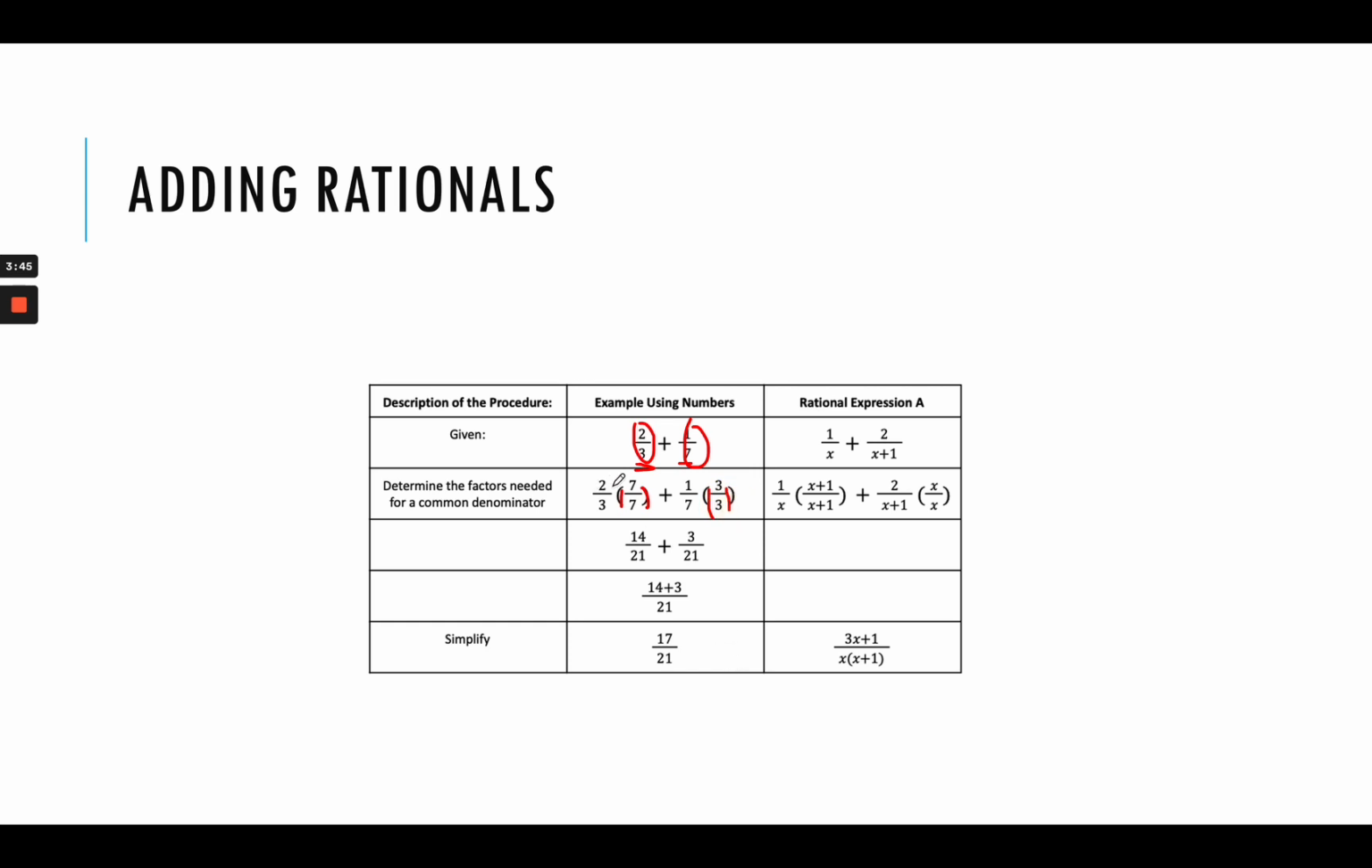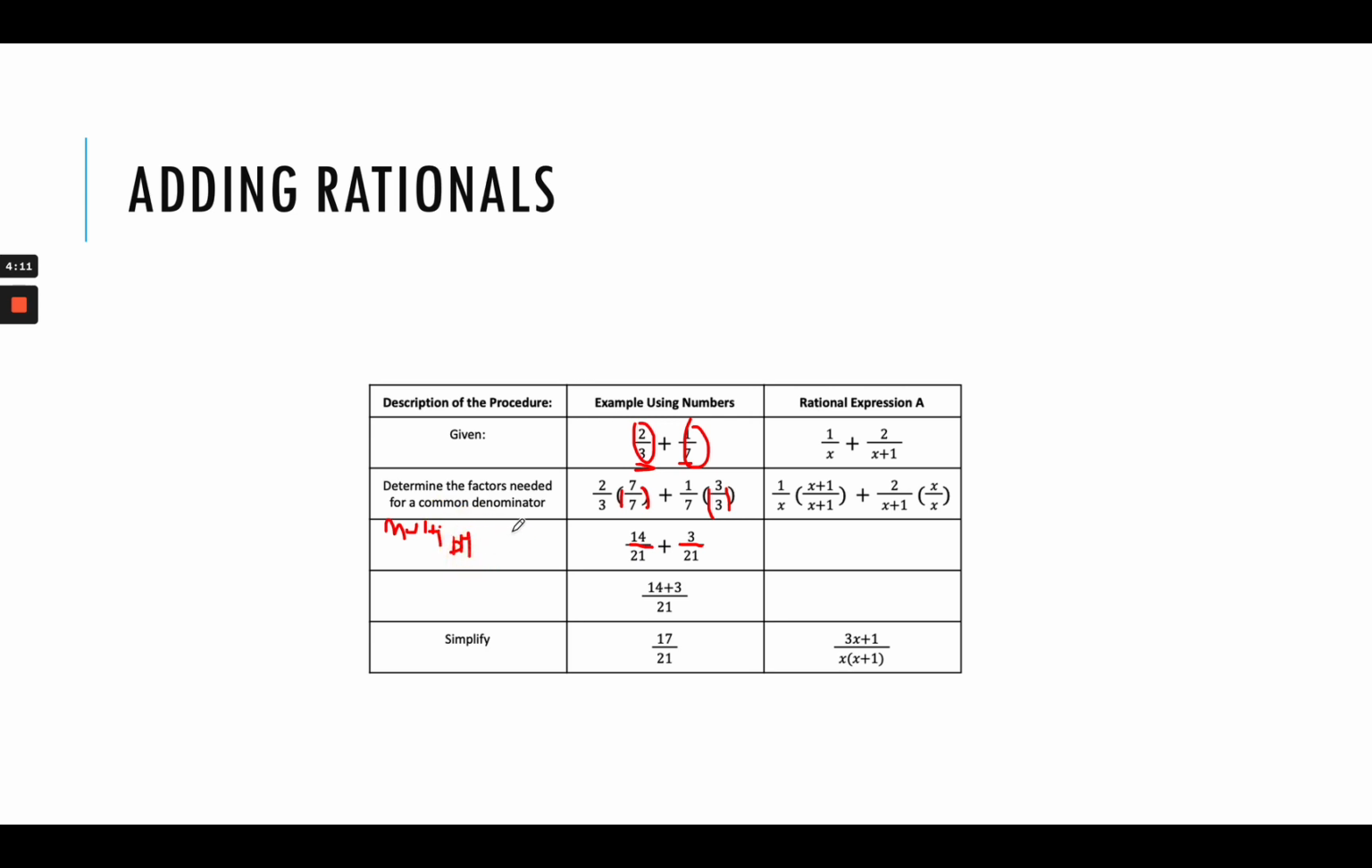And then to multiply fractions, you just multiply straight across. So you get 2 times 7 is 14. 3 times 7 is 21. 1 times 3 is 3. 7 times 3 is 21. And then, so here we're just multiplying fractions would be this step.